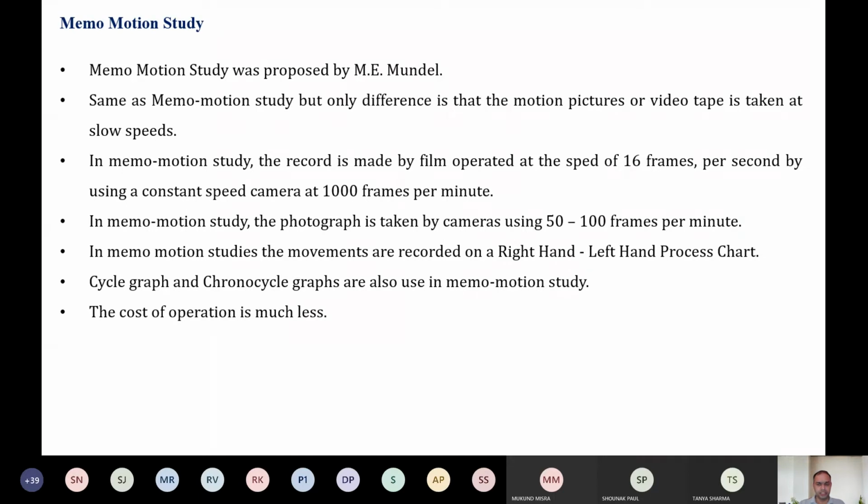Sorry, that's in MIMO motion study. They are recording 16 frames per second, whereas in micro motion study they are recording 50 to 500 frames per second. The number of recordings is going to be high. Okay, so what happens? The slow motion is going to be ultra slow motion again.